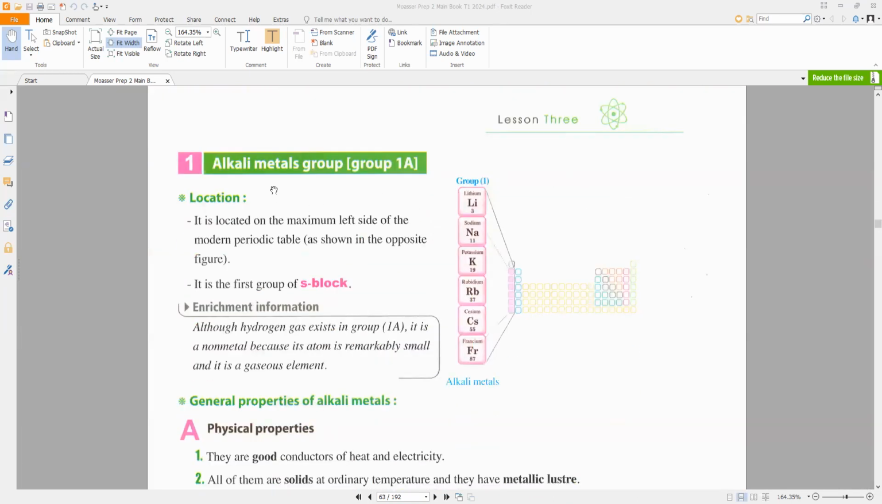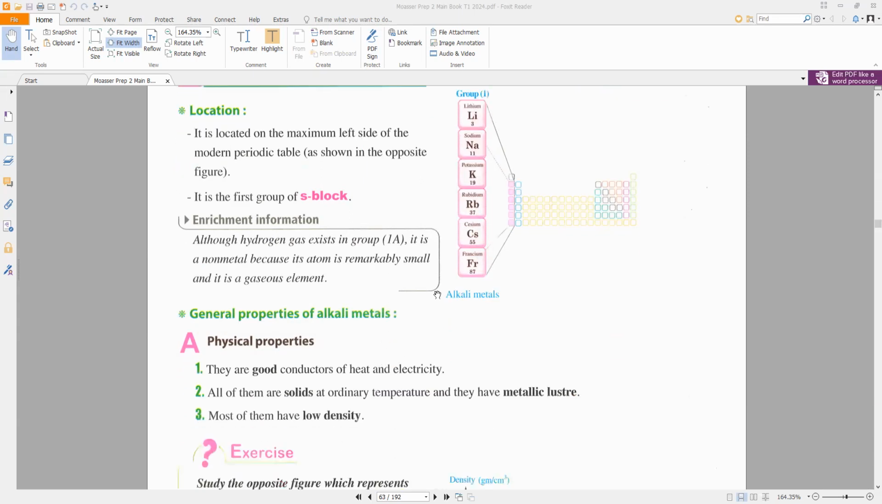We studied that the alkali metal group 1A starts from lithium, sodium, potassium, rubidium, cesium, and francium. All of them are found in nature except francium, which is artificially prepared. Group 1A, called alkali metals, is located on the maximum left side of the modern periodic table, in the s block. All of them are metals, good conductors of heat and electricity, all in the solid state and with a metallic luster.